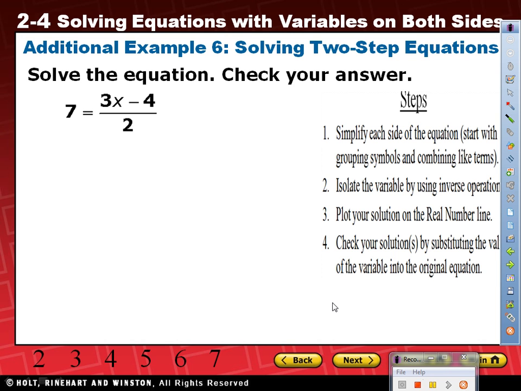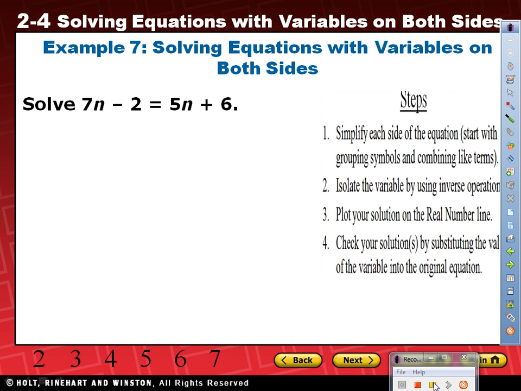Solve 7n minus 2 equals 5n plus 6. Okay, pens down, writing utensils down, eyes up here on the screen, please. Here we go. If you blink or turn somewhere else, you're going to miss it. Here we go.